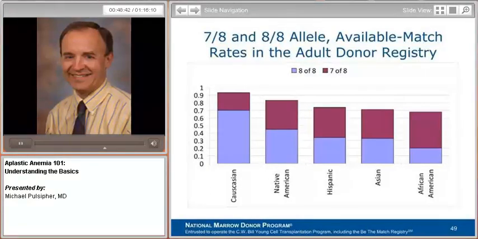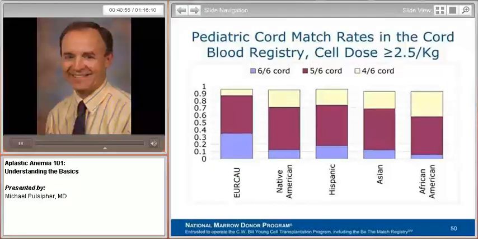If you allow a single mismatch, and remember you get more graft versus host disease and worse survival, then you can get above 90% in Caucasians, but still only about 60% or so of African Americans can be considered in that particular blend. So can you offer more? If you are able to allow a single cord for pediatrics, and allow some mismatches, more than 90% of patients can find a donor.